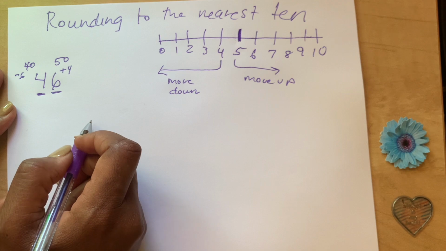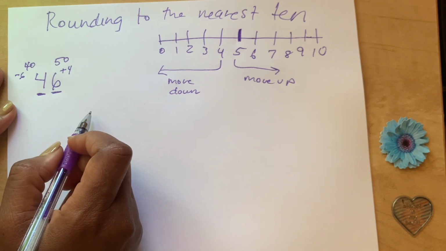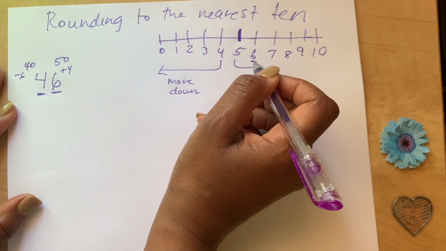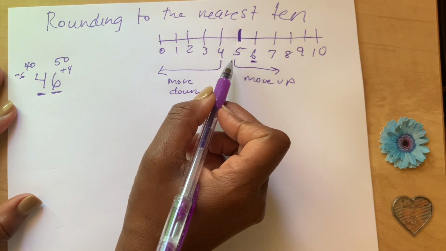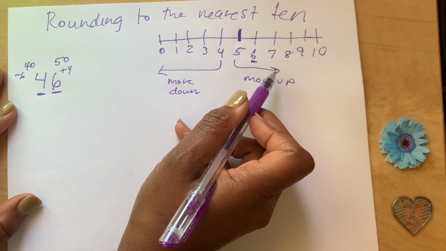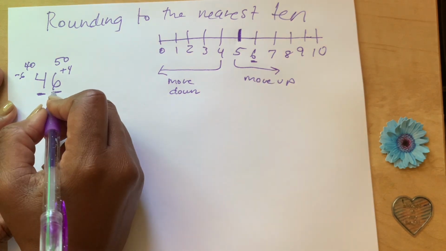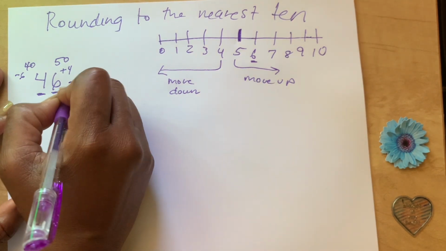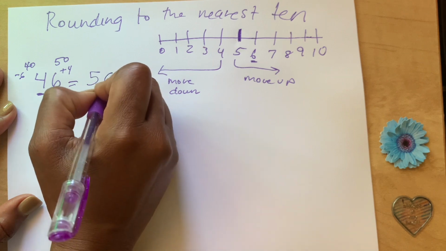But let's look at our chart. Our chart here, we know it's number 6. Remember, if the ones place is 5 or greater, we go up. So 46 rounded to the nearest 10 is actually 50.